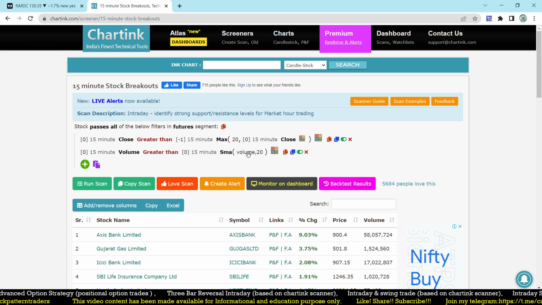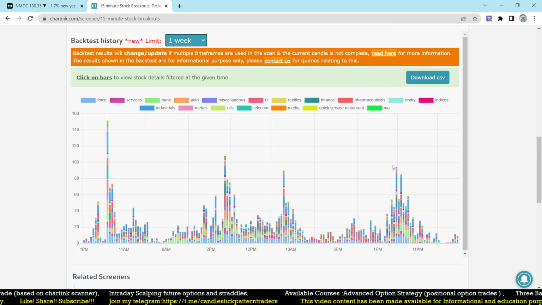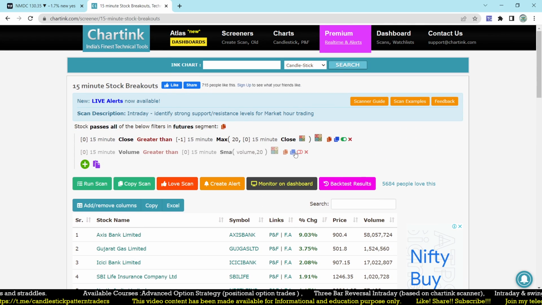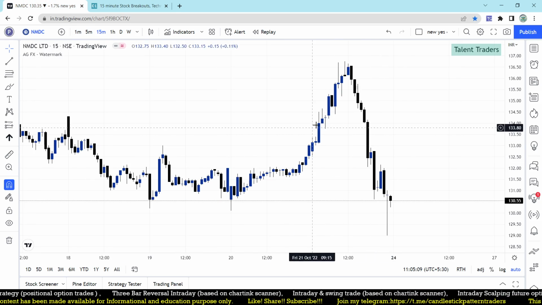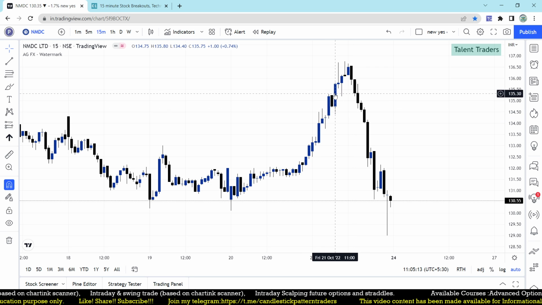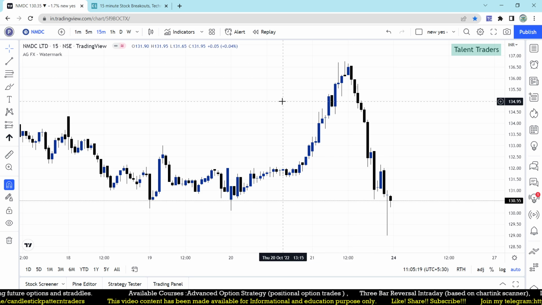Okay, we are comparing with volume also. The volume should be greater. If we remove the volume condition, we can get even more stocks, right? So we are filtering on volume also. When the volume also increased at 11 o'clock, we got this stock. It forms a great pattern, and after that there is a breakout at 135. It went up to 136.7. So let you understand.